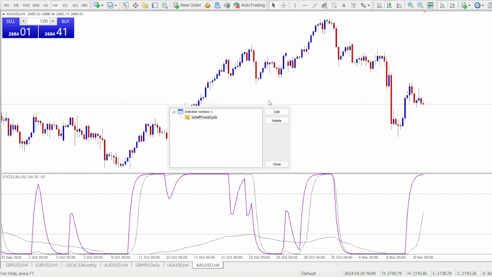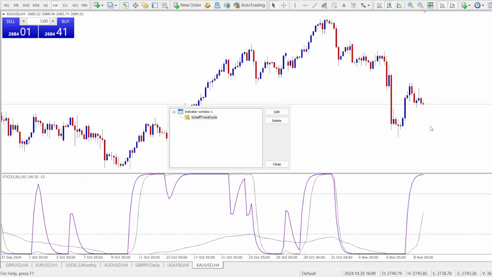While the default settings for this indicator can be effective, many traders find they can get more accuracy by tweaking the settings according to their own trading style. Okay, so we can see from the settings we have the MA short. The value for the MA short is 23, the value for the MA long is 50, and the value for the cycle is 10. All right, so these are the default settings.